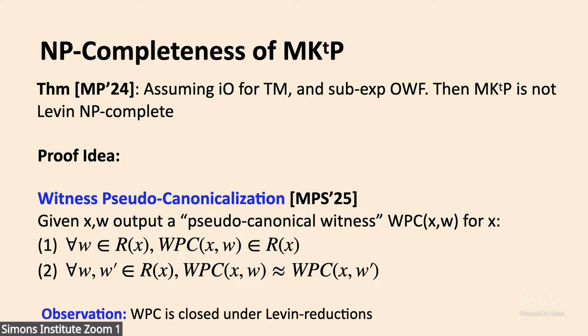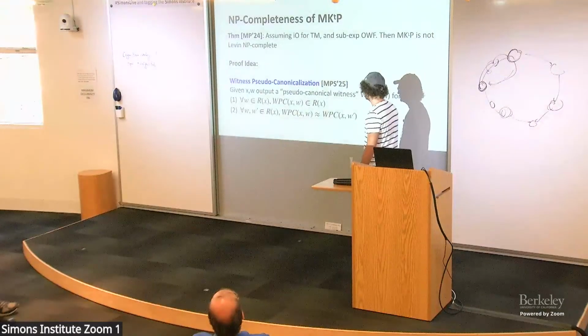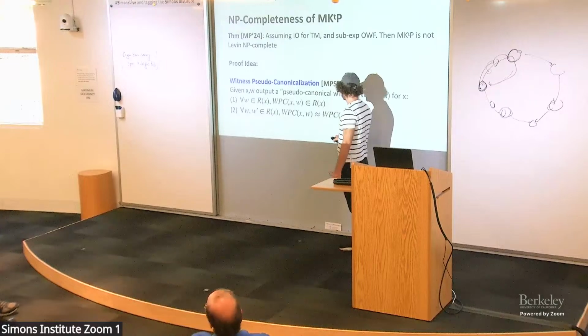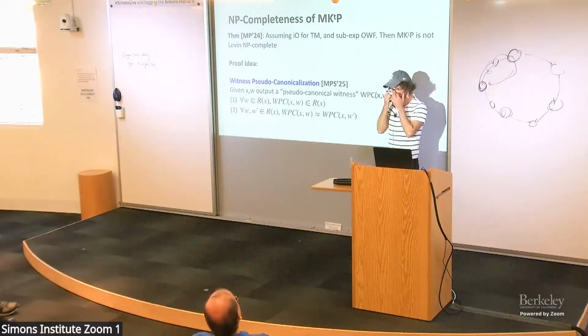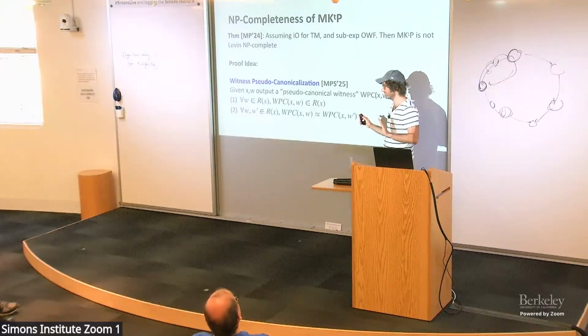The first condition just says that if I have a true witness, when I canonicalize it, it still remains a witness. So the canonicalizer keeps it a witness. The second thing says that it's actually pseudo-canonical, so it shouldn't depend on the input witness. It's pseudo, so it's indistinguishable: if we start with w or w prime, the distribution of the output witness will be the same. Very clean notion. Computationally indistinguishable.